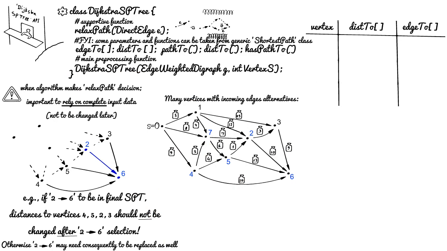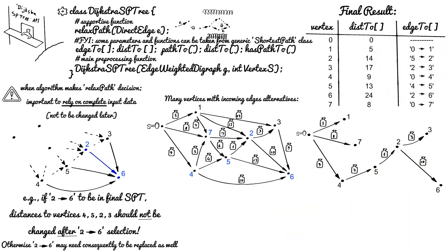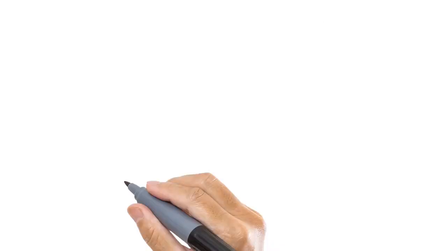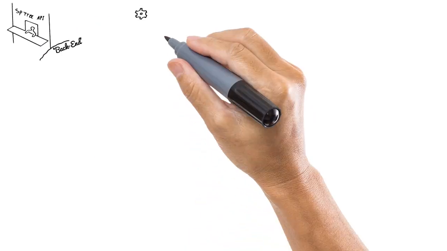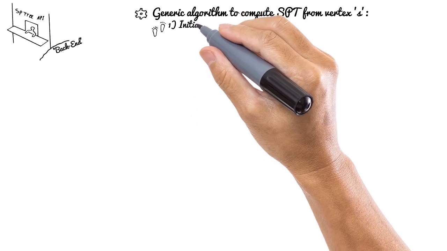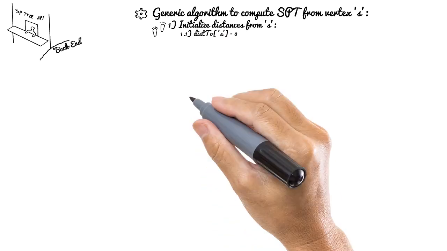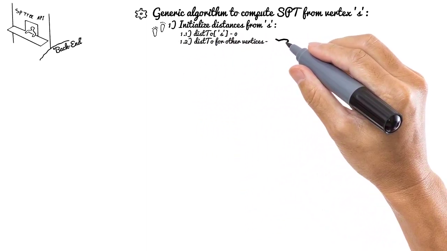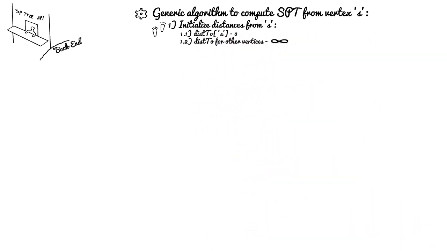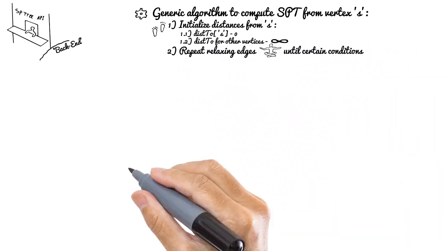To understand what the outcome of the algorithm should be, let me show how the final SPT should look, with all values for each vertex filled in for overall distance and last mile incoming edge. A generic algorithm to compute SPT from vertex S may consist of two main steps. Initialize distances from starting vertex S: dist2 for starting vertex S is 0, and dist2 for all other vertices V is infinite. Second step, repeat relaxing edges until certain conditions are satisfied.